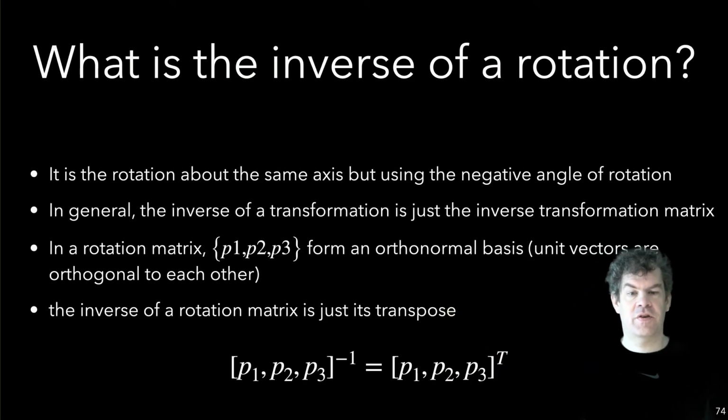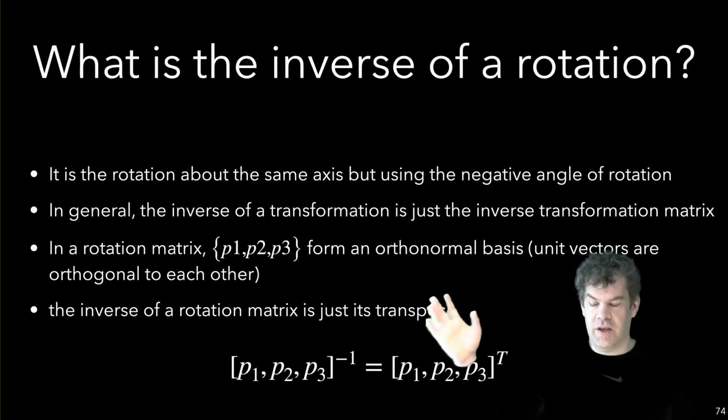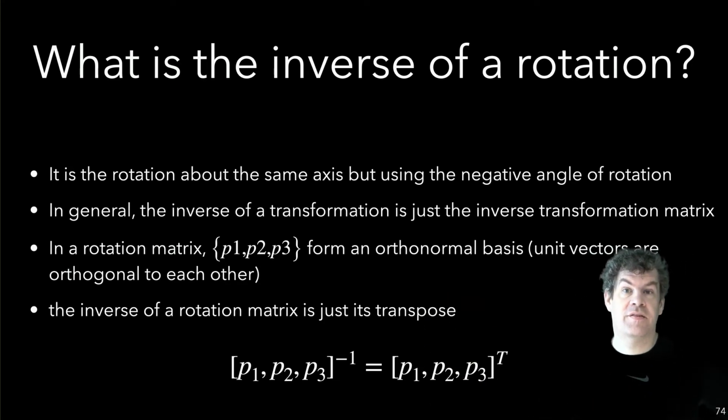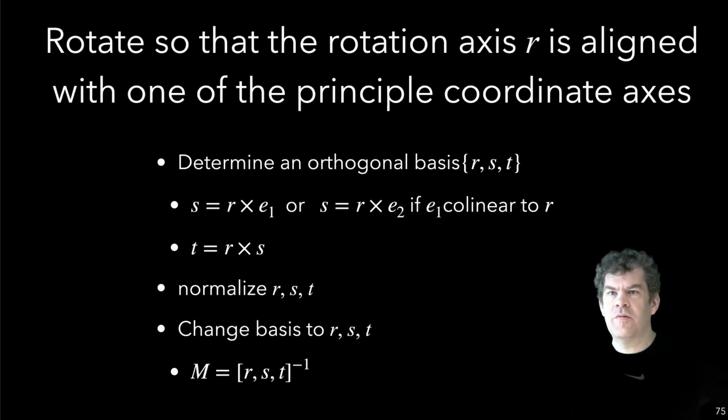The inverse can be efficiently computed by means of a transpose. That's the thing that you only figure out if you look a little bit into the underlying theory. Okay. So what else can we do?